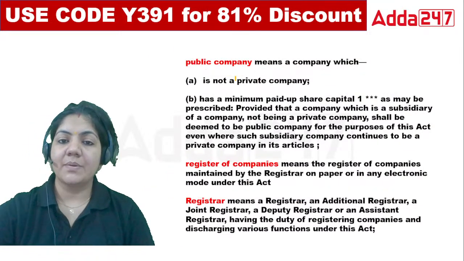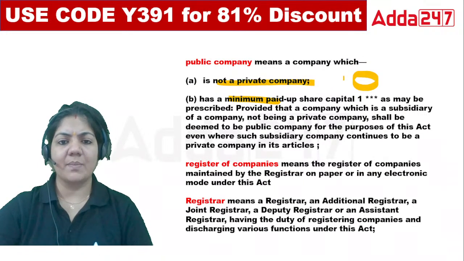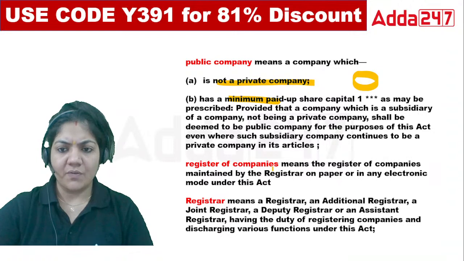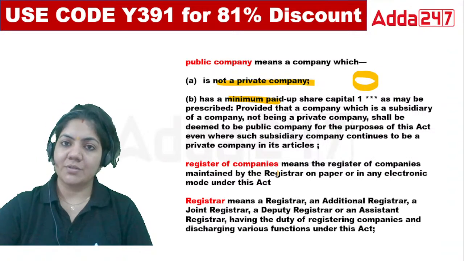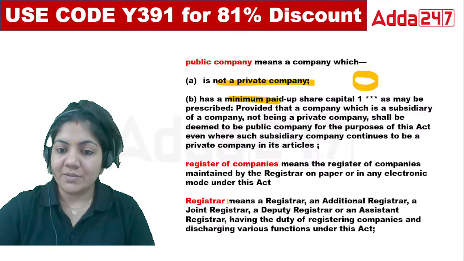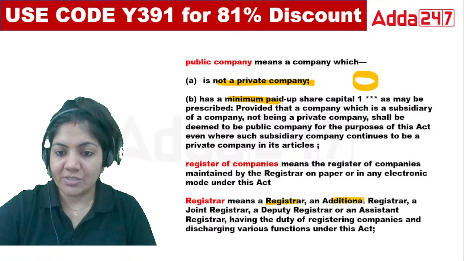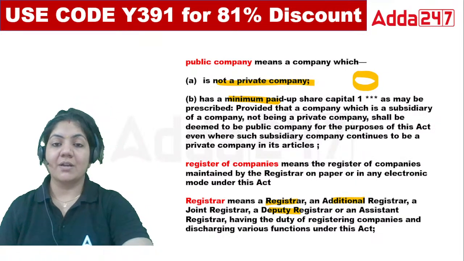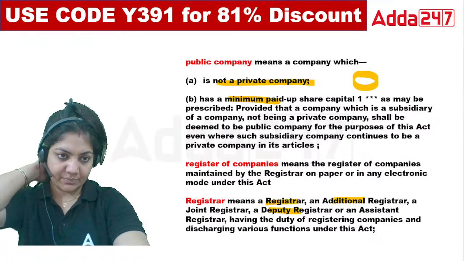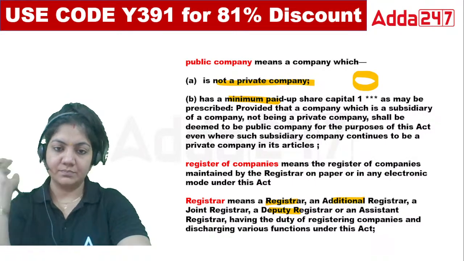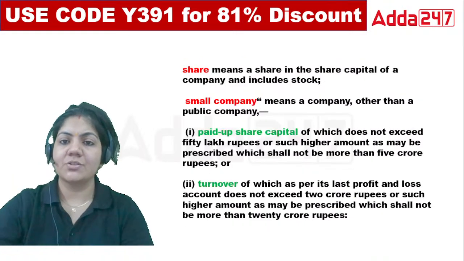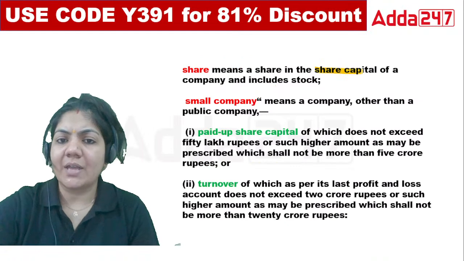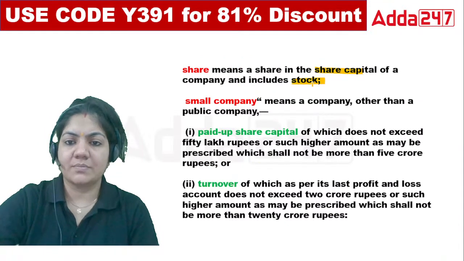What is a public company? One which is not a private company. Minimum paid up capital is 0. That is called a public company. Registrar of company: the company has to register. That is an important clause of the memorandum of association. What is registrar? It means registrar, additional registrar, deputy registrar. So these are the registrars under the Companies Act 2013. Okay. Next, share. Share means share capital of the company and includes stock.